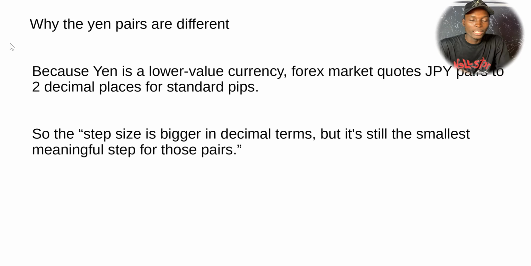Now, why are the yen pairs actually different? Yen pairs usually have lower value currency. Forex quotes JPY pairs to 2 decimal places for the standard pip for these currency pairs. So the step size is bigger in decimal terms, but it is the smallest meaningful step for those pairs.